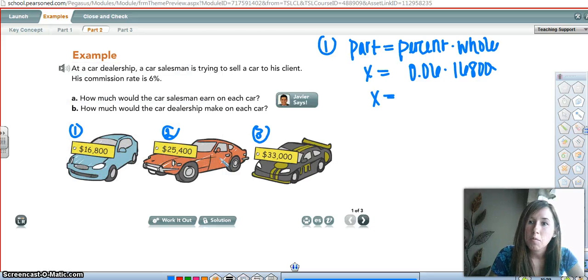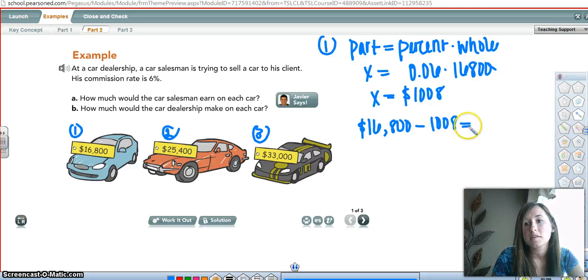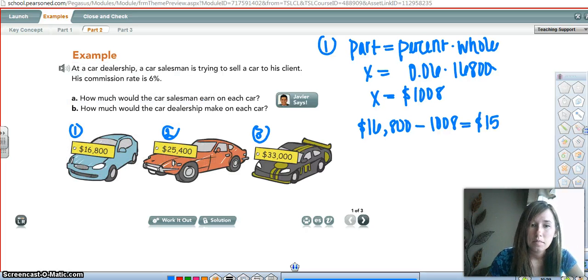It looks like he would make $1,008 on the sale. So that answers part A. Now, how much would the car dealership make? Well, the whole price of the car is $16,800. This much of it will be kept by the salesman, so the rest will go to the dealer: $15,792. So we have our two answers.